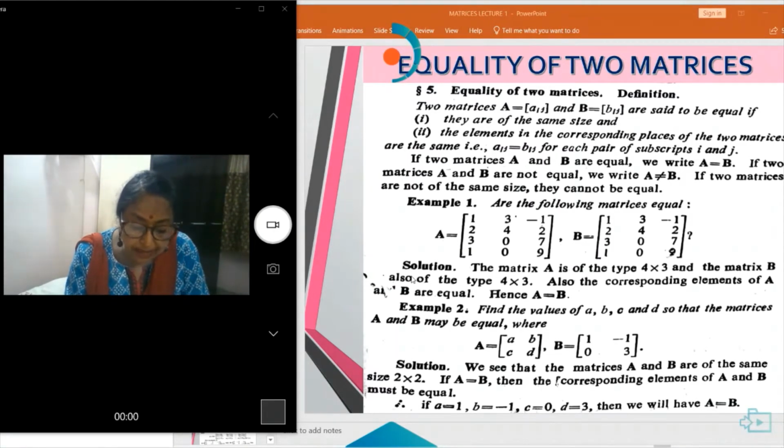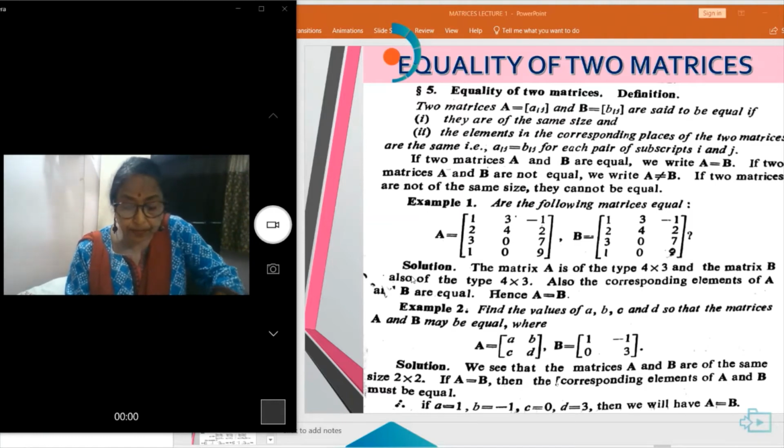Now, equality of two matrices. If A is equal to (a_ij) and B is equal to (b_ij), then they are equal if, firstly, they are of the same size. Number two, the elements at the corresponding places of the two matrices are equal, that is, a_ij is equal to b_ij. Examples are given on your screen.